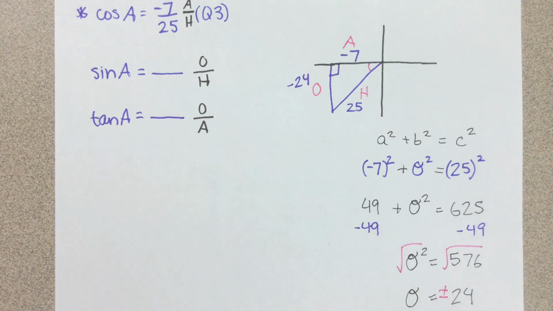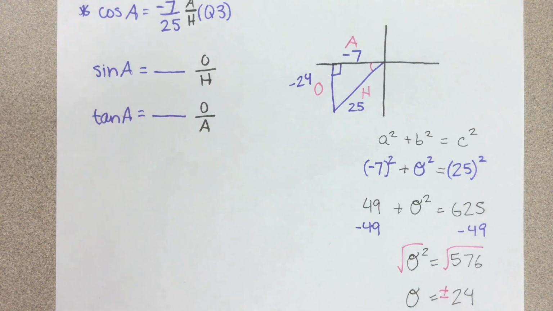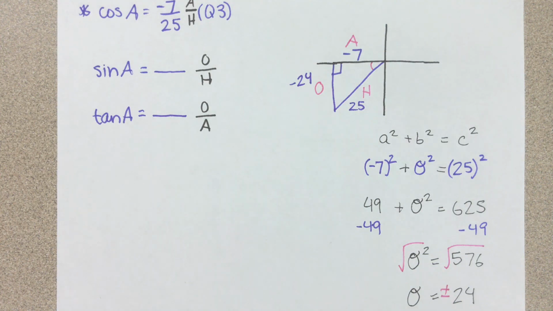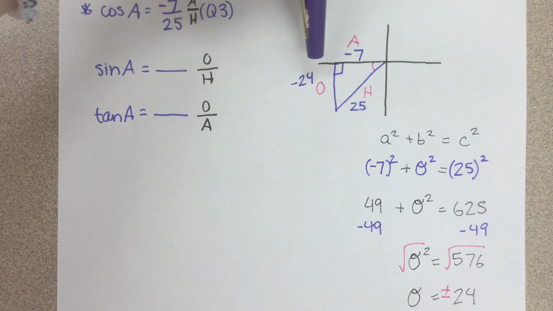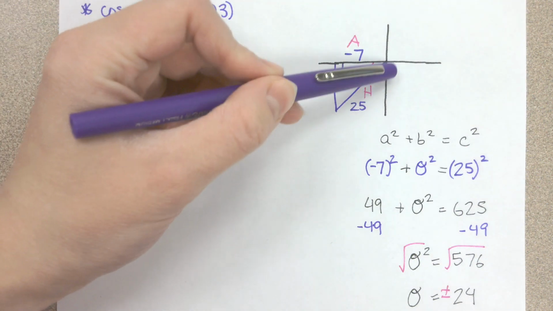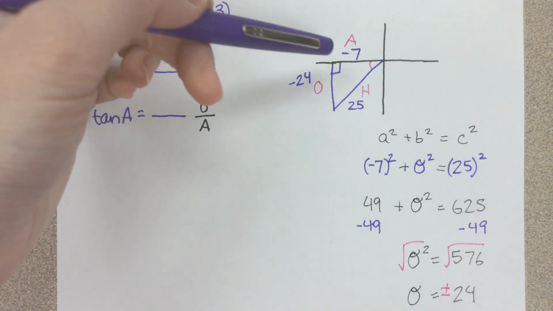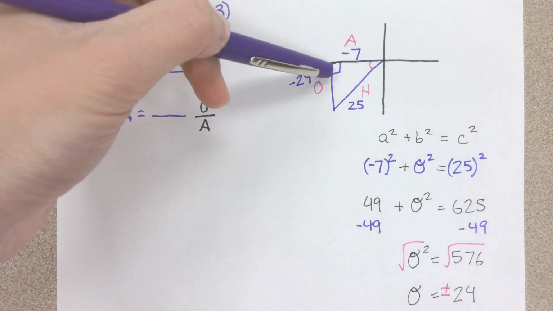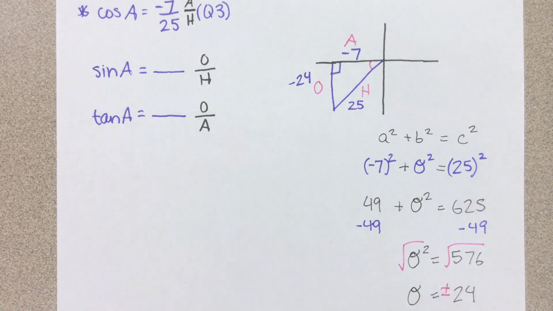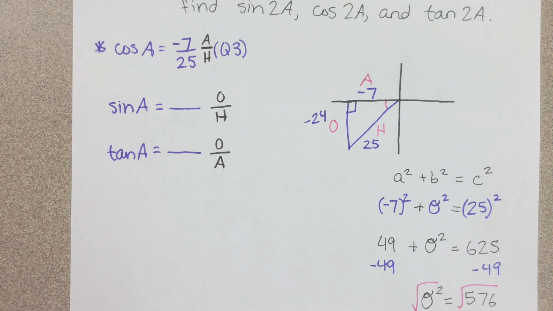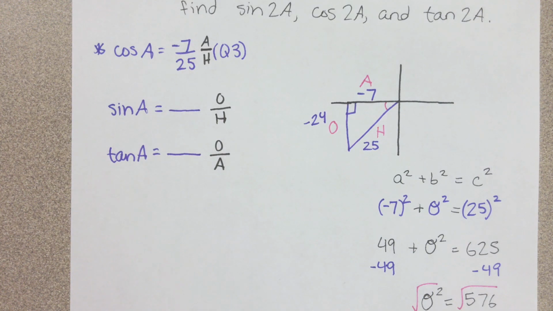The clearest way to know that just by looking at the picture is because this is under the x-axis, parallel to the negative part of the y-axis. So that's the most straightforward way to know that this is a negative 24. It goes down from the x-axis. If it were to go up above it, then it would be a positive 24. Okay. We know all three sides.